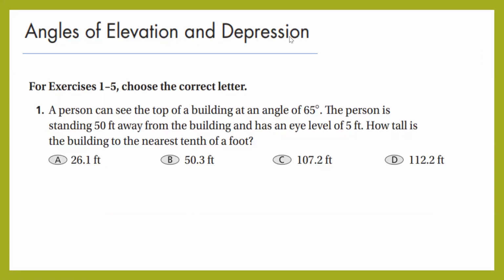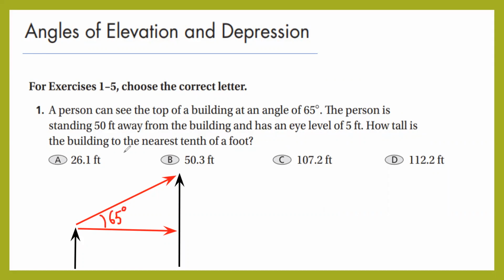I'm supposed to stand here. This is the building. Okay, the first person. This is my building. This is the man who's standing. And a person can see the top of the building, so here this is the top of the building. If I'm looking at the top of the building at an angle of 65, it's supposed to be here. This is the angle, this is the person, right? And this is the angle, which is 65 degrees.